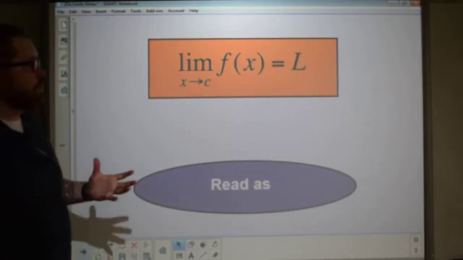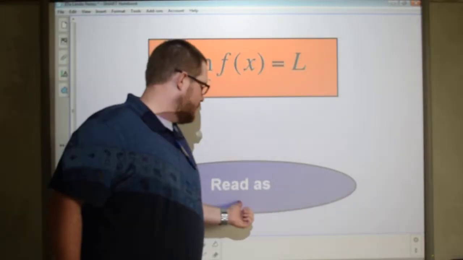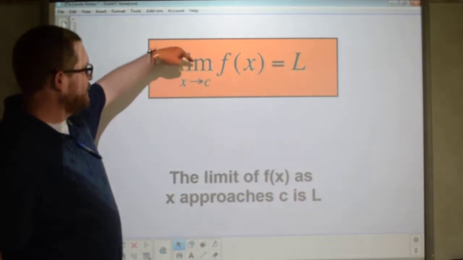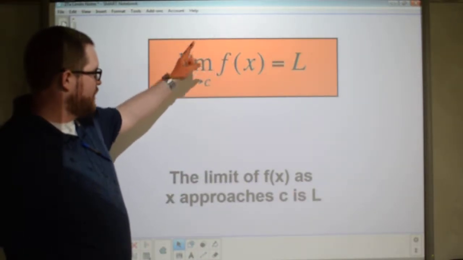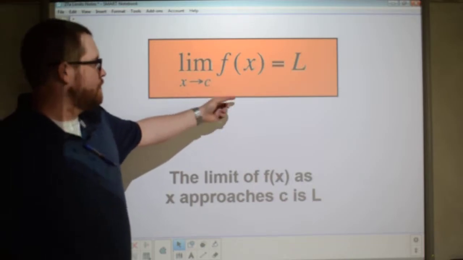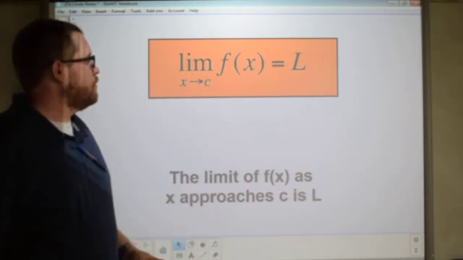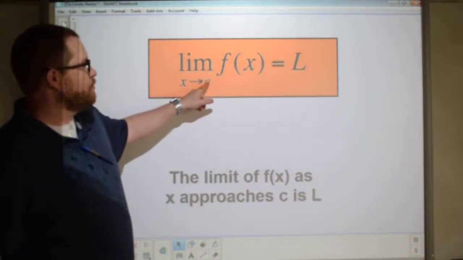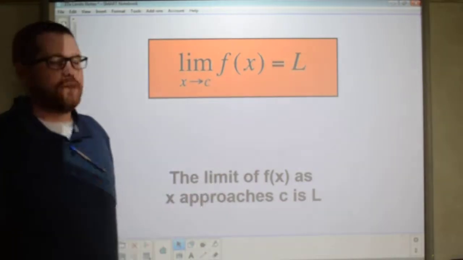This is how you write a limit. You read that as the limit of f of x as x approaches c is L. So sometimes it'll be like as x approaches 4 equals 12 or something like that.